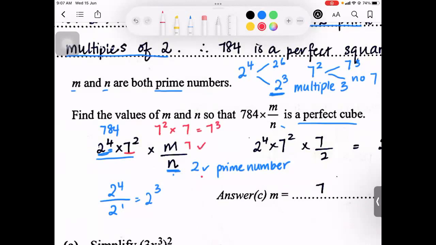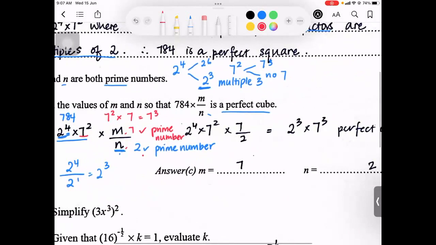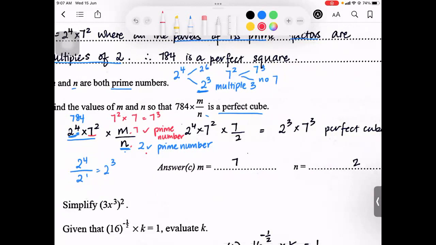And in this case, this number here, 7, is a prime number. So it satisfies both the conditions. I have made it become a perfect cube if I multiply by 7 and then divide by 2. Okay, so this one will be a perfect cube, and both the numbers are prime numbers. So in this case, n is equal to 7, n is equal to 2.